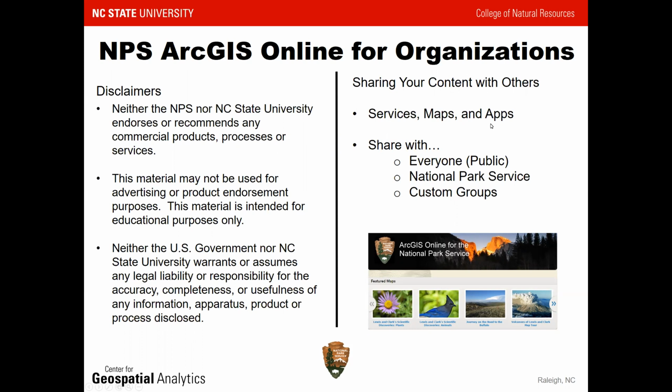Because remember, services are used to create maps, and those maps, web maps, are used to create web apps. Now, when you share, be very, very careful with this. When you share with everyone, that is the public, anybody not in the National Park Service but has access to ArcGIS Online would be able to discover and use your data. So be very careful. It's not a good idea to share with everyone until you talk with your compliance officer and your regional GIS coordinator. Perhaps they can help out as well.